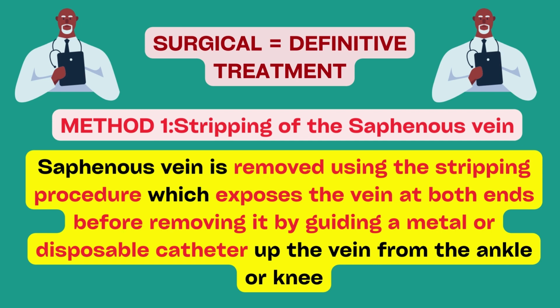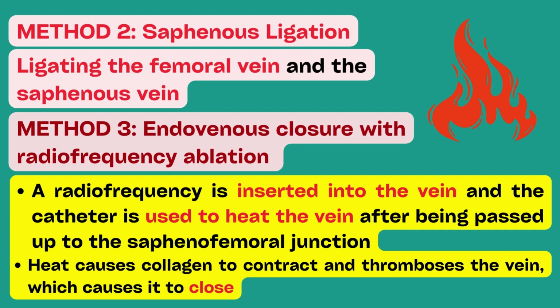One of the treatments involves stripping of the saphenous vein. What is the meaning? The meaning is that the saphenous vein is removed using the stripping procedure, which exposes the vein at both ends before removing it by guiding a metal or disposable catheter up the vein from the ankle or knee. Next is saphenous ligation. The saphenous reflux can be eliminated by ligating the femoral vein and the saphenous vein. Usually it is indicated for patients with proximal saphenous veins that are larger than 1.5 centimeters.